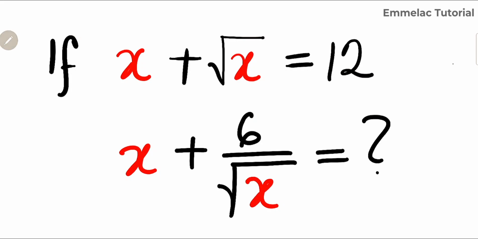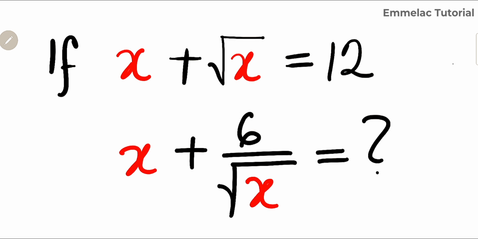Let us look at this interesting radical equation. It shows that if x plus the square root of x equals 12, what then is x plus 6 all over the square root of x? Very interesting. So how then do you go about it?